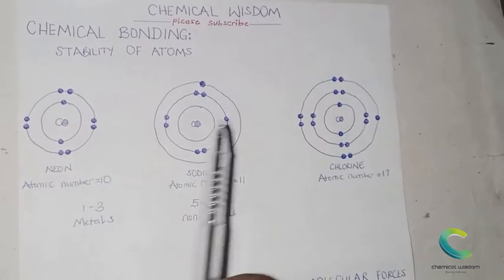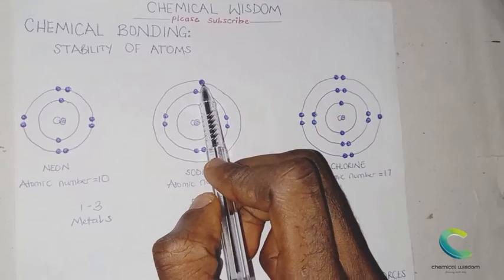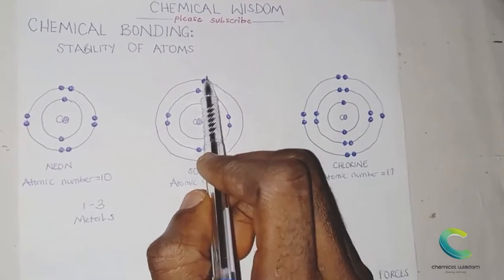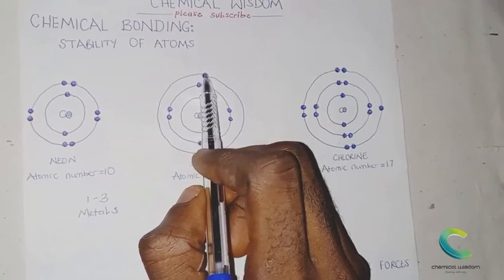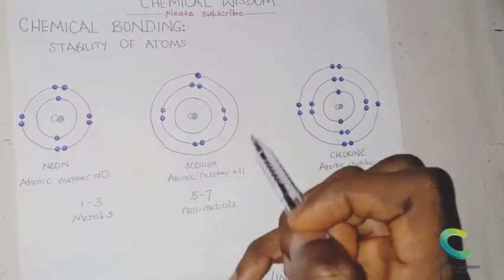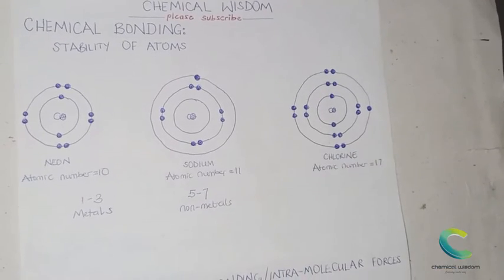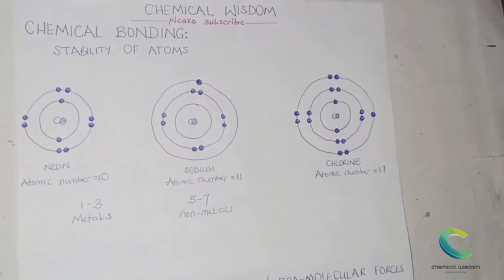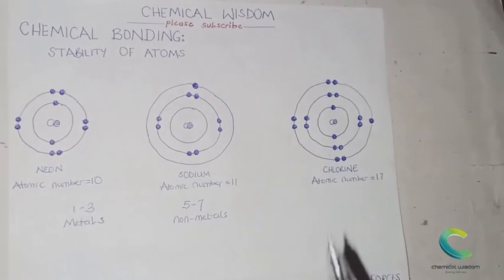But if we look at this sodium atom, it has only one valence electron. What does that mean? Sodium is highly reactive. It's going to react in an attempt to obtain a completely filled valence shell. We are going to be looking at that especially in electrovalence bonding. So in the next video, we are going to be dealing with electrovalence bonding. Please make sure to follow up.